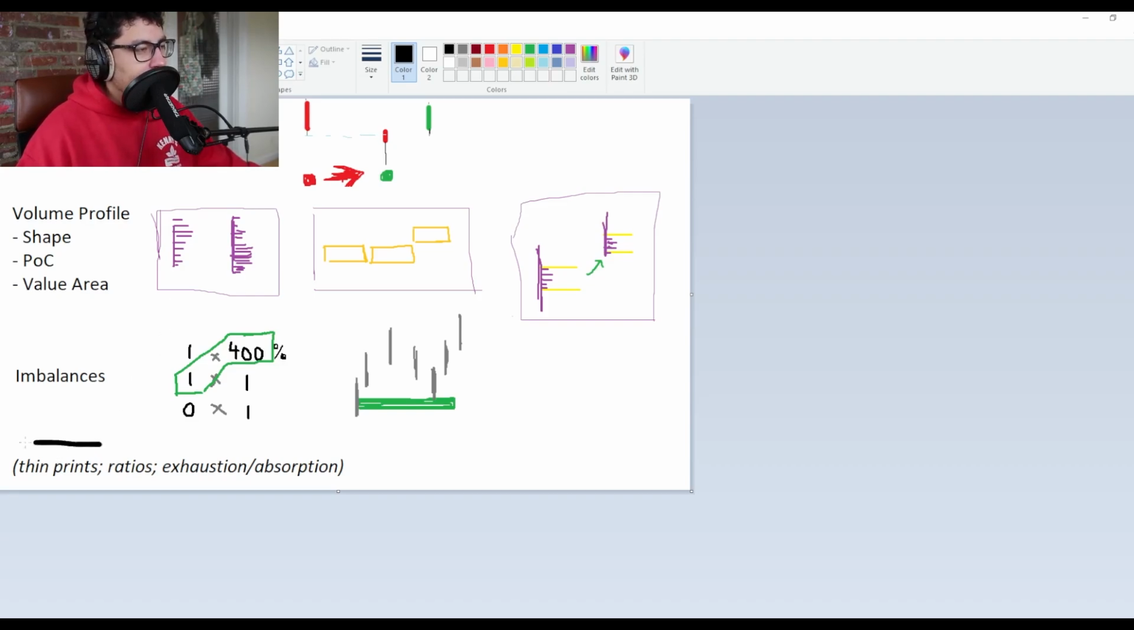So thin prints are, like I said, where there's just very low volume at a certain level. And when there's low volume, price just sweeps up through it because nobody's trading that. Price represents areas that were traded. That's a thin print, and it's kind of similar to imbalances here. It can be looked at as a level to bounce or break through.